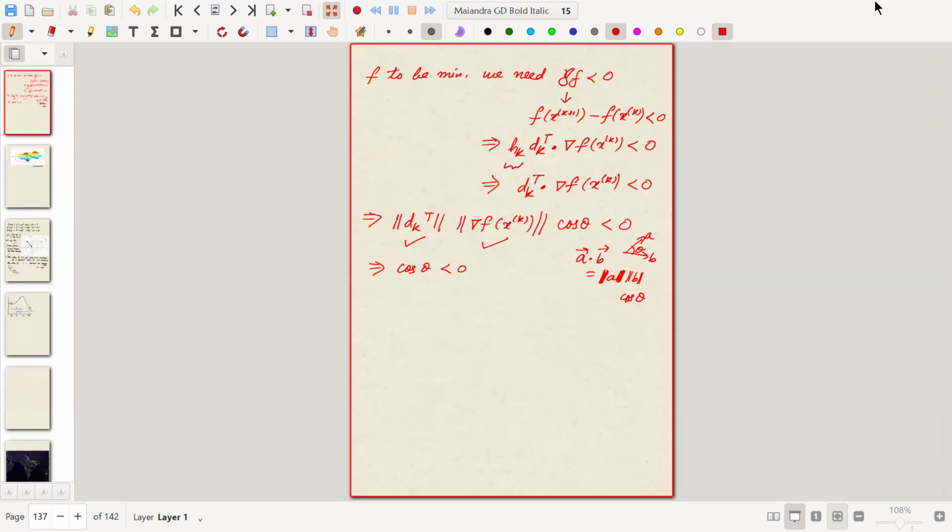You can get cos theta as minus 0.5, fine. But why take minus 0.5 if you can get to minus 1? Minus 1 is the minimum value of cos, and the maximum is 1. So cos theta is less than 0. So how much theta will you set?